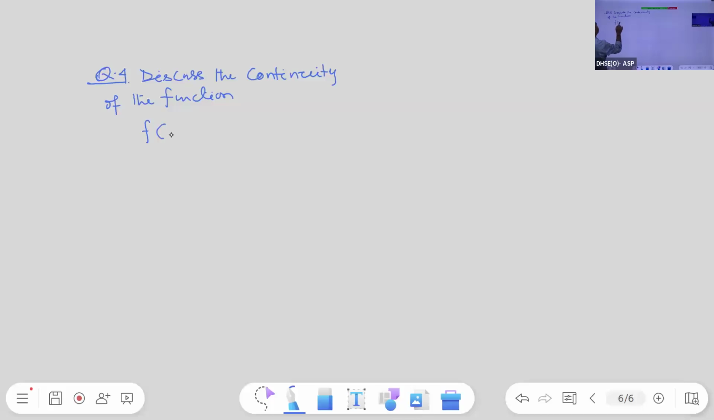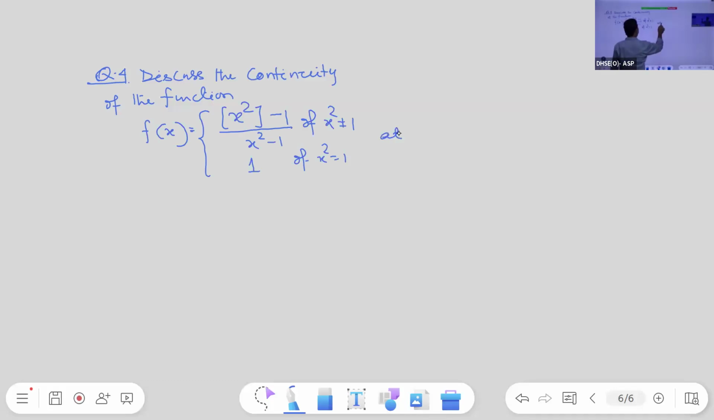Discuss the continuity of the function f of x is equal to bracket of x square, bracket means greatest integral value, minus 1 upon x square minus 1, if x square not equal to 1, and 1 if x square is equal to 1, at x is equal to 1.